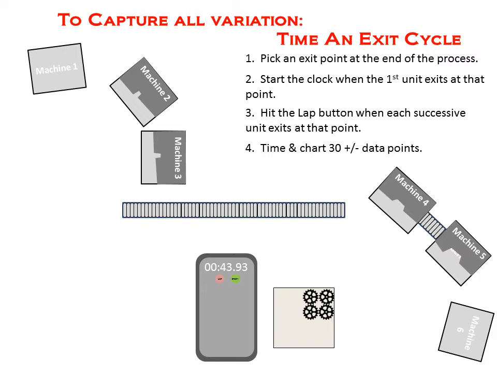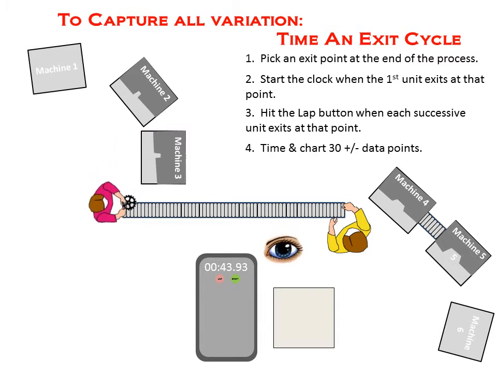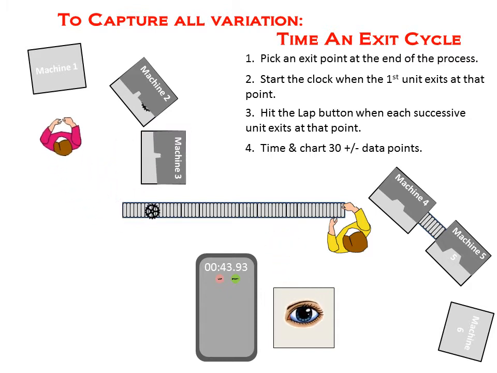In most instances, time approximately 30 cycles, unless the cycles run so long that it is prohibitive for you to do that at that time. The more data points you capture, though, the more representative they will be of how the process operates. Now let's watch this timing process take place as it would in a busy cell that has a lot going on. Keep an eye on that exit point that we've chosen at the dunnage.